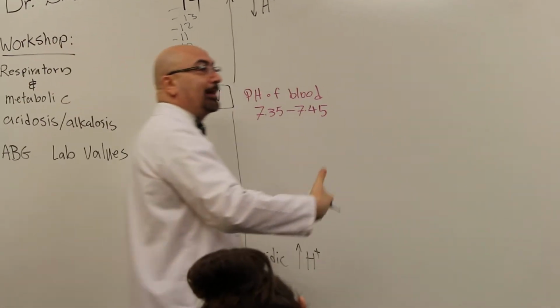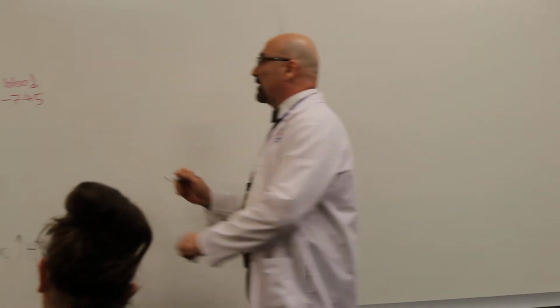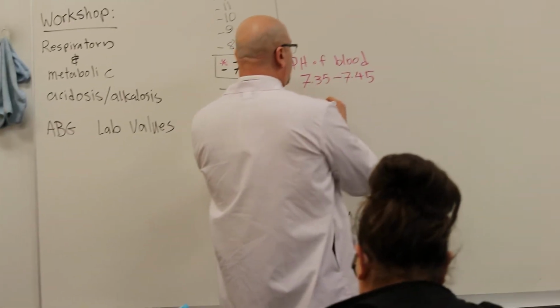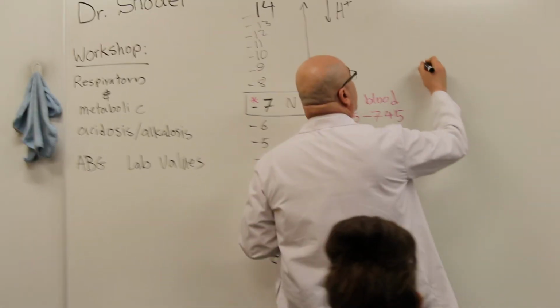So when you look at your lab values and the blood came back and it says the pH is this or pH is that, that's your reference to go by. So what it means is that the term acidosis is acidic environment, right?